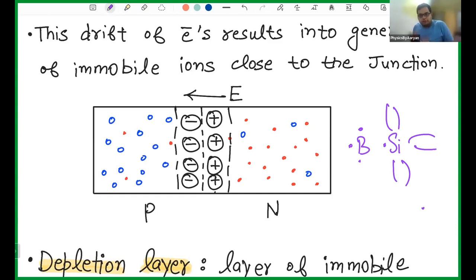So boron does not have a fourth electron to make the bond. So there is a vacancy of electron, which means there is absence of bond. So absence of bond could be seen as a hole. However, there is no net charge. Boron is neutral, silicon is neutral, but both of them are unable to make the bond with each other because the extra electron which boron needs, he does not have. So absence of bond is actually a hole.